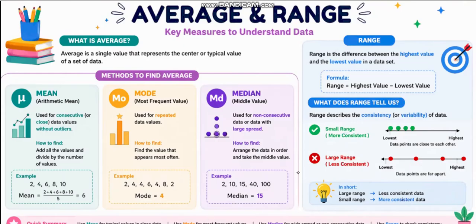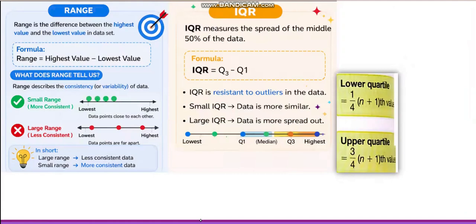Now let's proceed to the next slide. In this slide, you can again see range, but we have one more concept, that is interquartile range, IQR. Interquartile range is similar to the range, but here we find the difference of the middle values of the lower half and the upper half. Here you can see Q3 is the middle value of the upper half and Q1 is the middle value of the lower half.